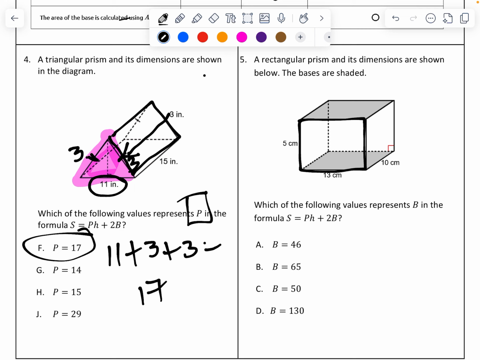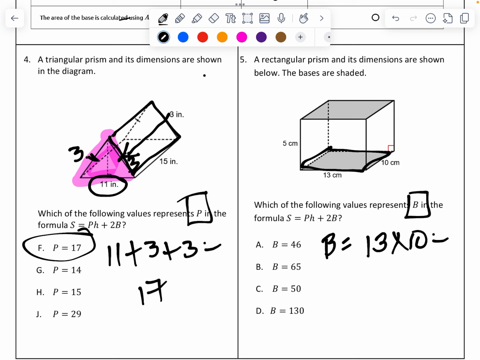Okay, on this one, it says we want to know what the value of the big B is. Well, because it's a capital B, that means it's something that I'm going to multiply. And big B is the area of the base. So on this one, the area of the base is a rectangle. And so that's going to be 13 times 10, which is 130. So that would be B.